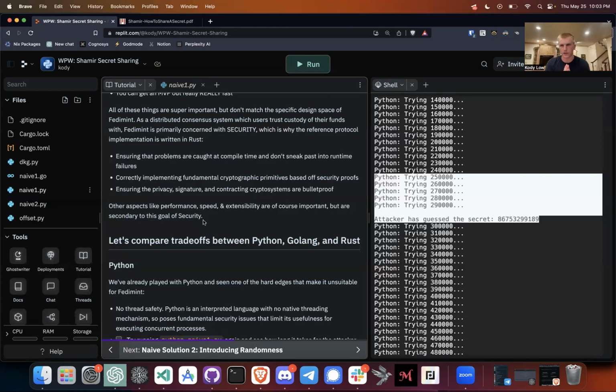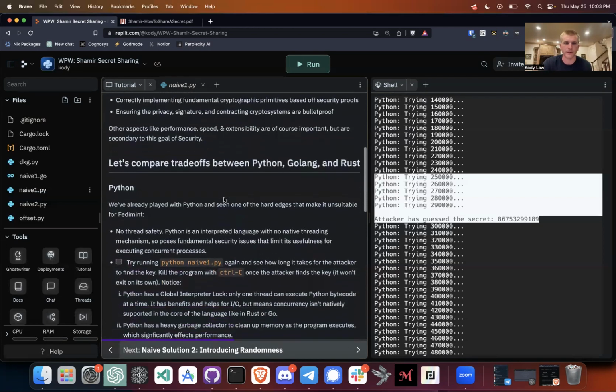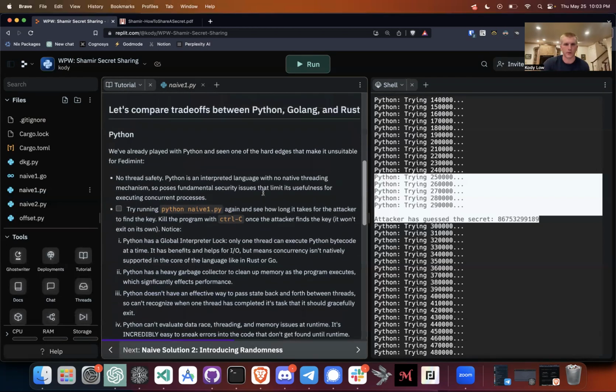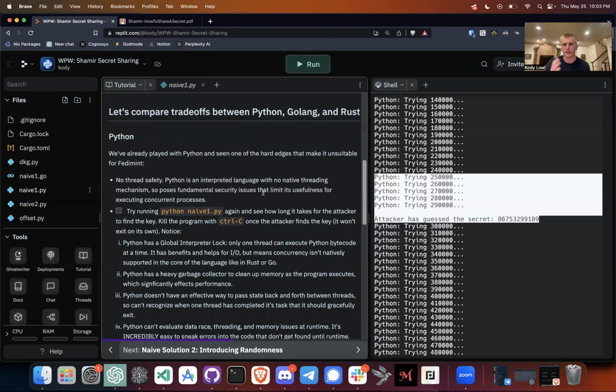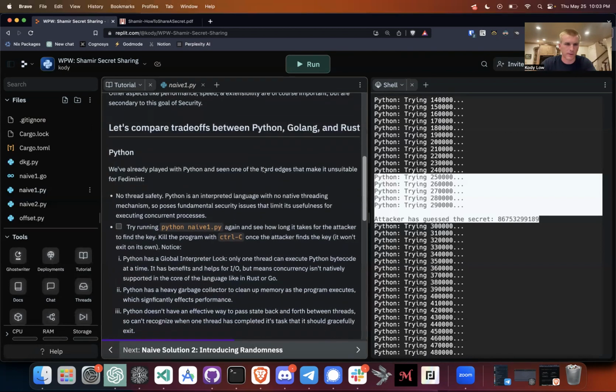We want to catch all those errors at compile time, right? And Rust has a lot of really great compile time guarantees that are not available in something like Python. So let's go through and compare Python, Golang, and Rust, because those are three very fun languages I like to code in. And you might ask, why don't you code Fediment in Golang or whatever?